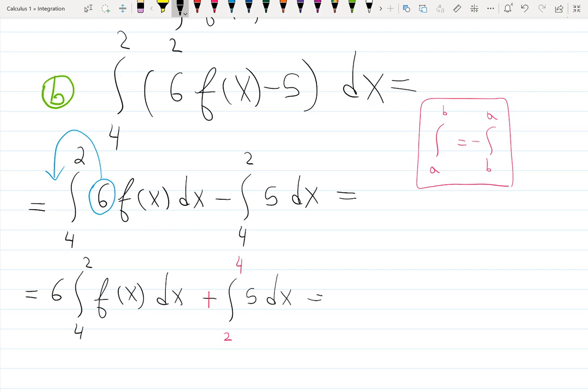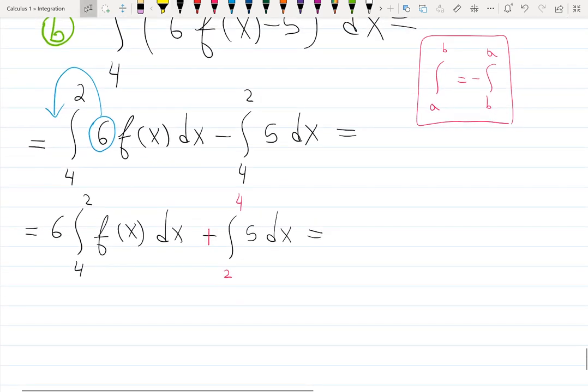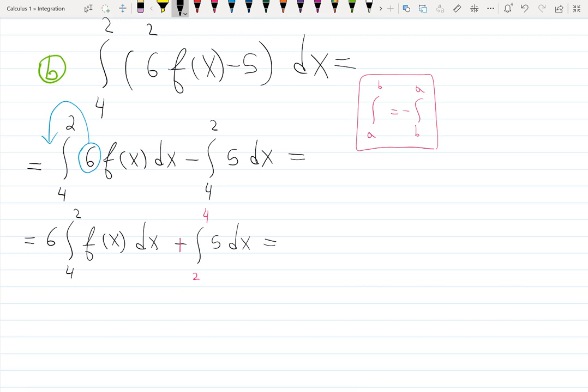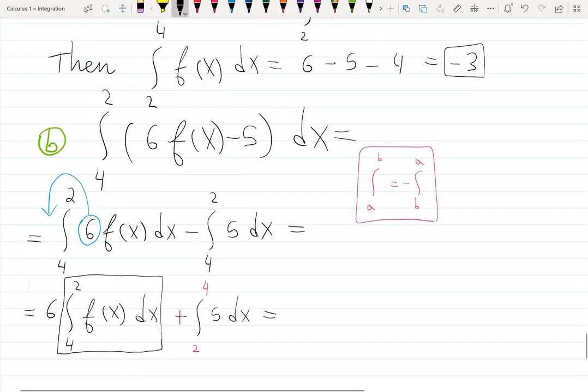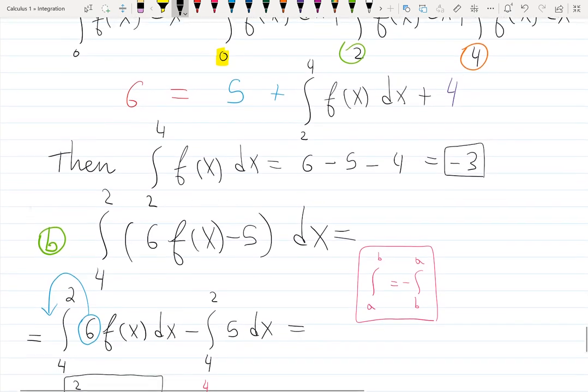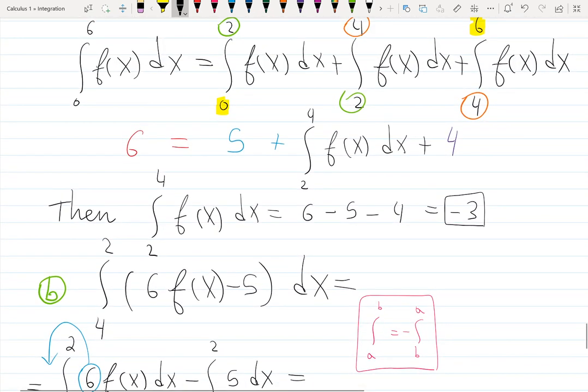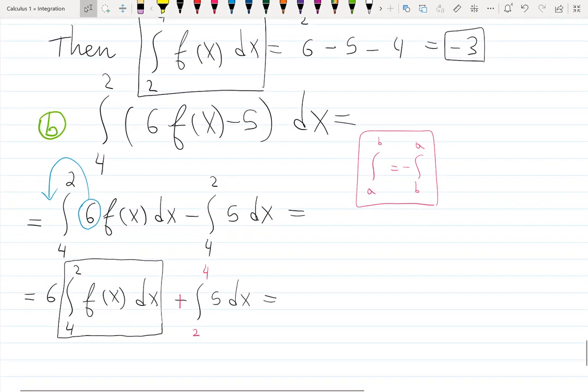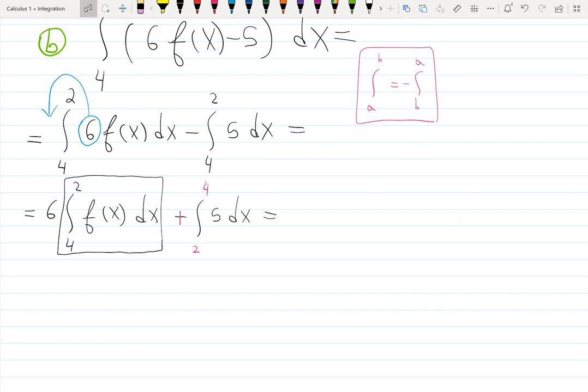5 dx. The first piece is almost ready. We are given here integral from 4 to 2 f of x dx. But we found integral from 2 to 4 f of x dx, and that integral is -3. So I will switch the sign for the first integral as well. I will put in the red color the negative sign.